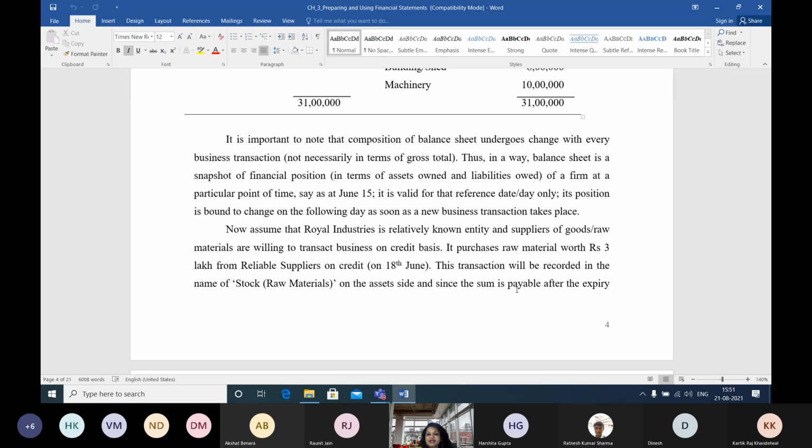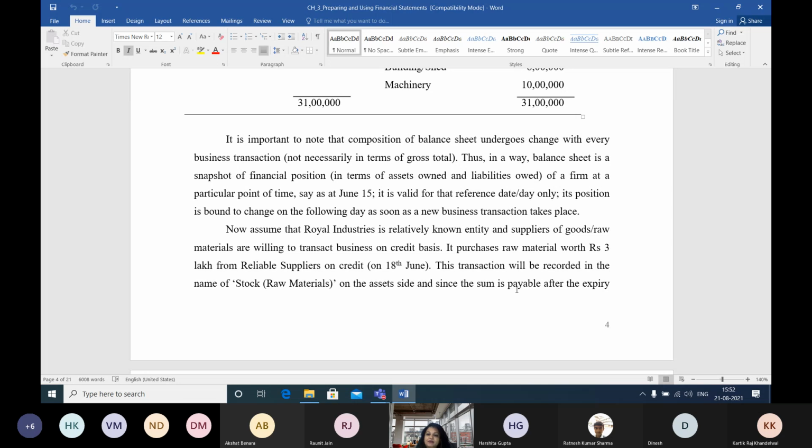Now assume that Royal Industries is a relatively known entity and suppliers of goods or raw material are willing to transact business on credit basis. So now you are well known and the suppliers are okay with giving you products or material on a credit basis.